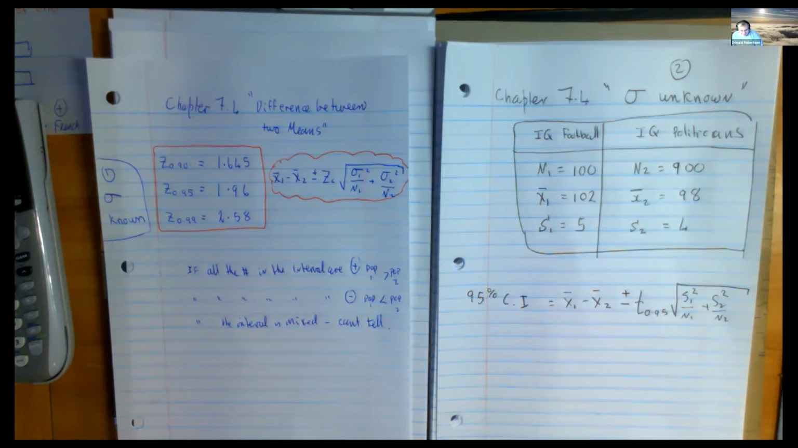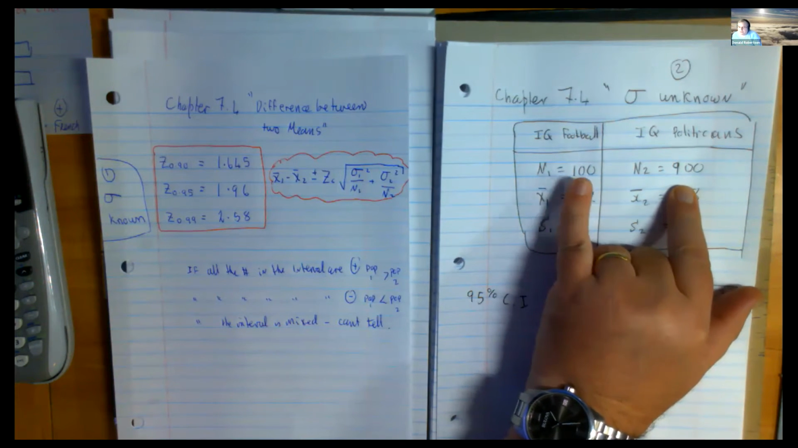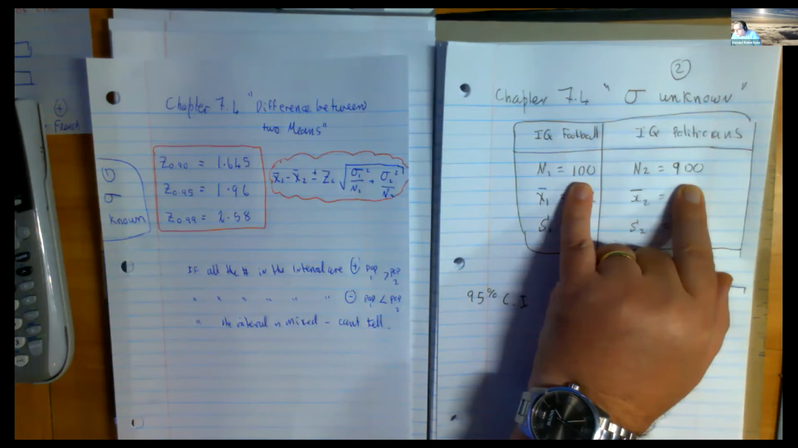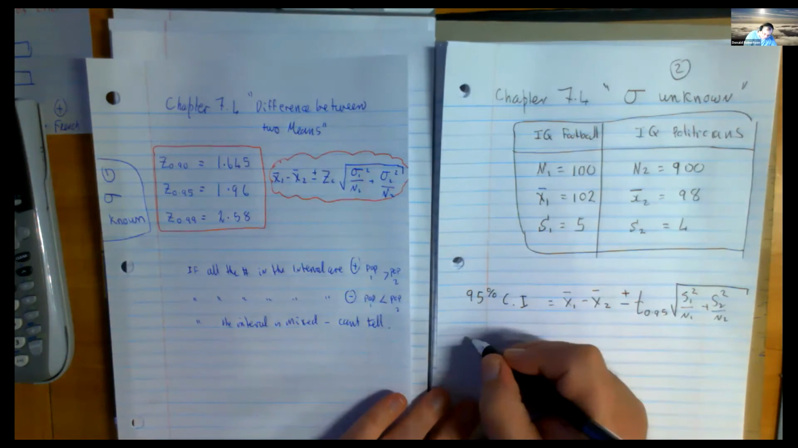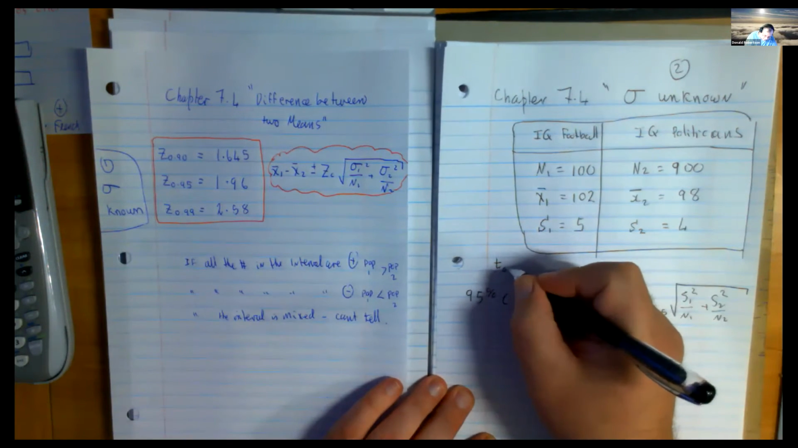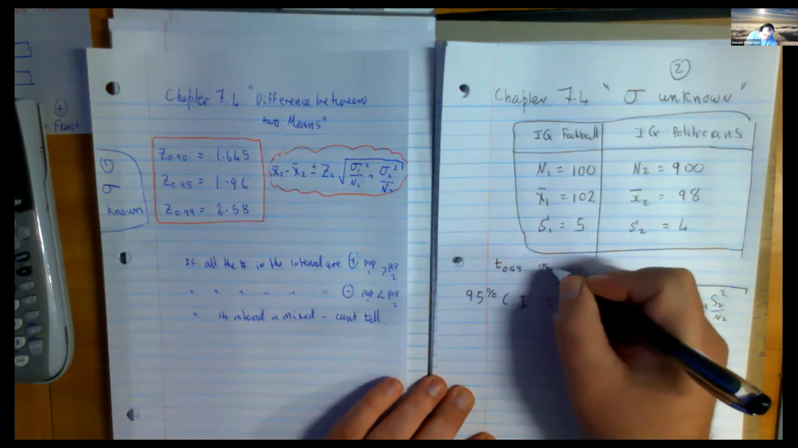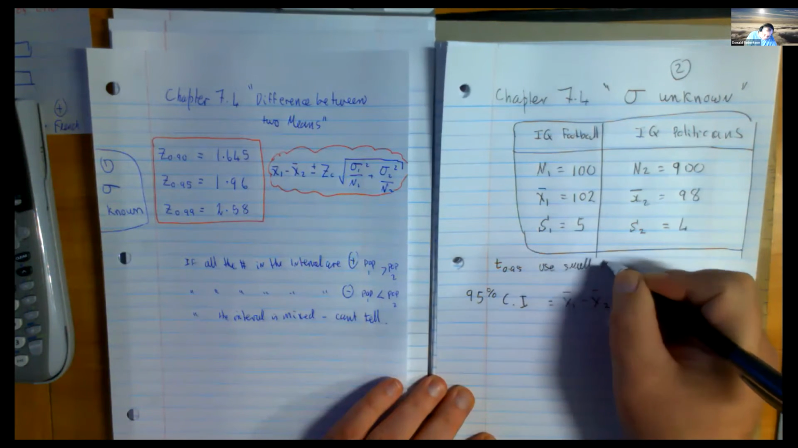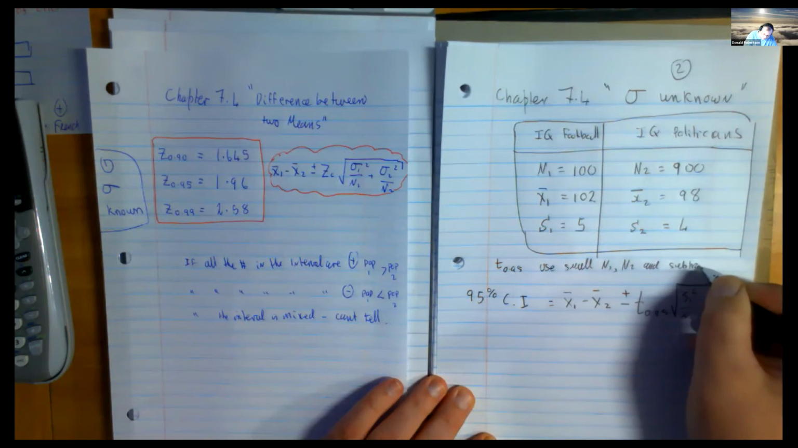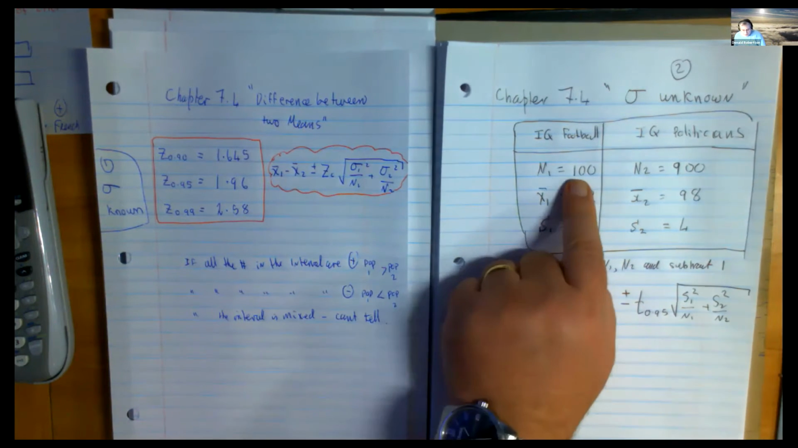But it's harder now. There are two samples, one with 100, one with 900. You might think you add them together and take away one. Actually, in some textbooks, they take away two, but not in this one. To get the magic t-score for 0.95, you use the smaller number and you subtract 1. So in this case, won't I use 99?